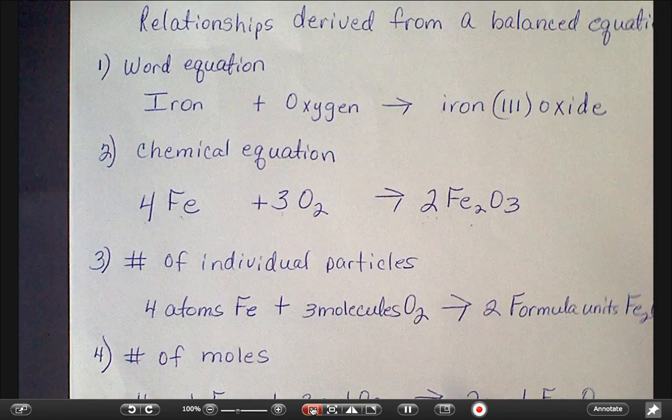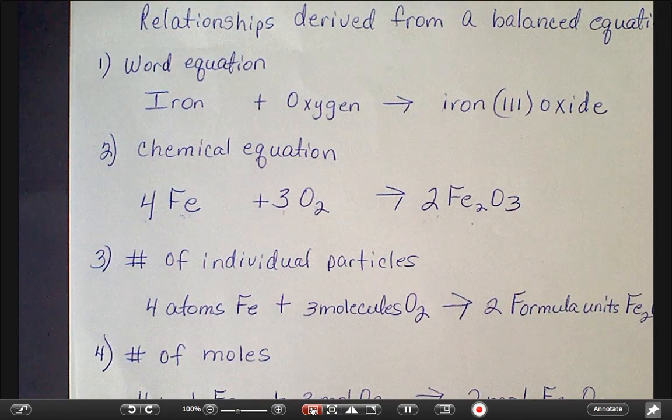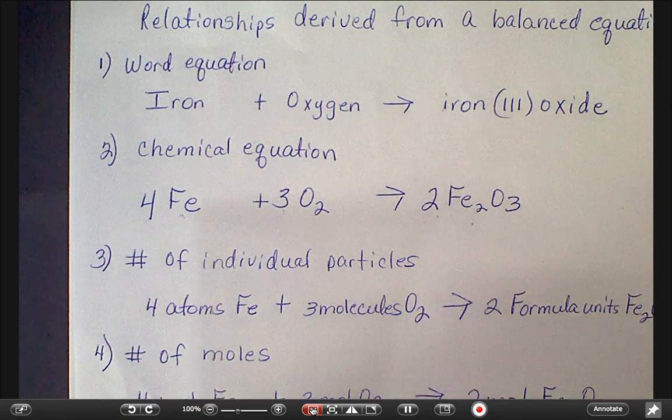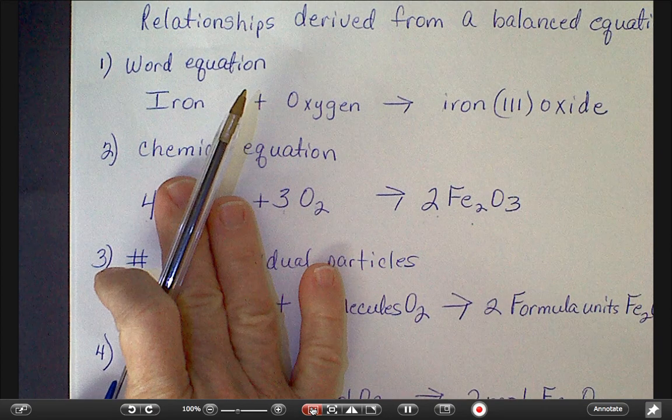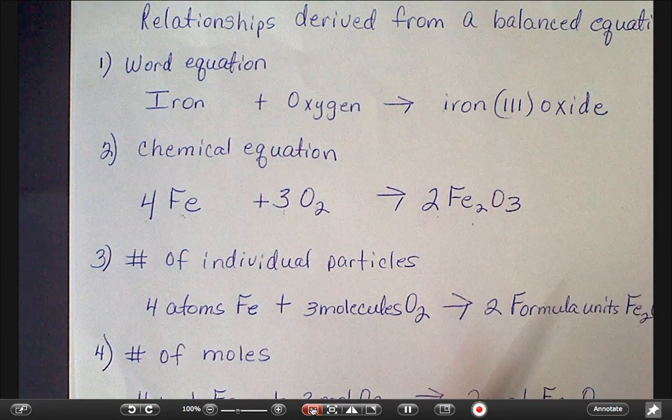These are just all relationships, and one that you have to know is the law of conservation of mass. So when you have a balanced equation, the mass on the left is always equal to the mass on the right. Okay? All right.